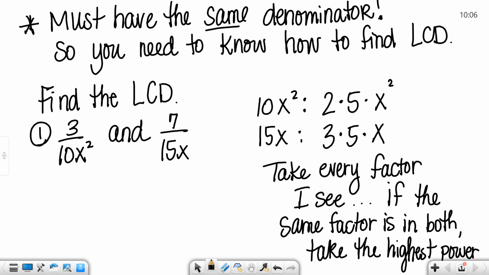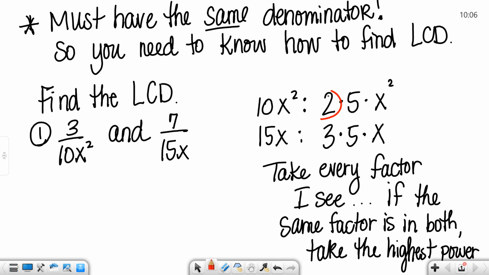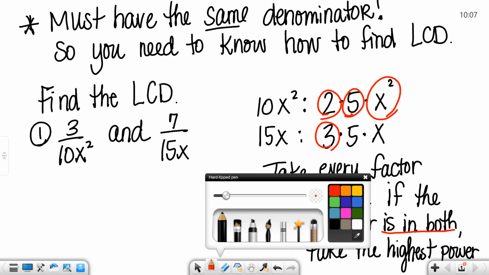All right, so I've got to take every factor I see. So I'm just going to circle those factors. I see a 2, I see a 5, and I see a 3. Now, it says if the same factor is in both, take the highest power. Well, 5 is in both, but they're the same power, so we just take a 5. Well, they both have an x. But this is where that take the highest power comes in. I'm going to take the x squared.